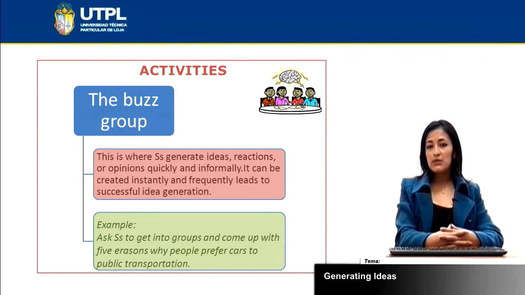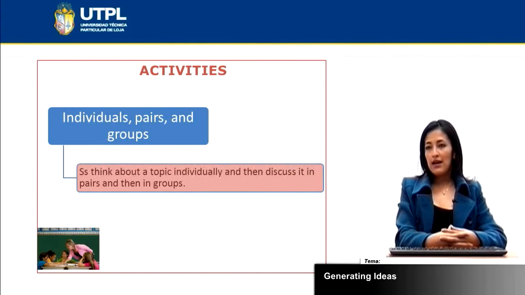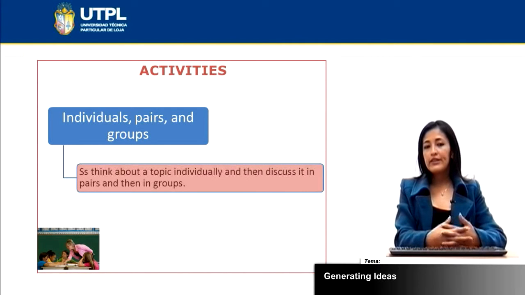Another activity is individuals, pairs, and groups. Here, students need to think about a topic individually and then discuss it in pairs and then in groups. So, for example, the teacher can ask students to write individually ideas about the environment. After that, the teacher can ask them to share their ideas with another person. So in this way, we are making them work in pairs. And finally, when they have collected all the ideas, they can start sharing those ideas with other people, and then the teacher can ask them to work in groups.